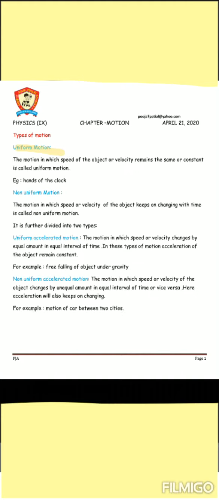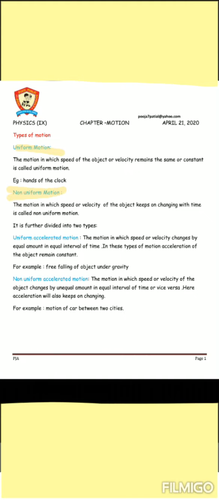Then what is non-uniform motion? Non-uniform means that it is variable. So non-uniform motion means when the speed or velocity of the object keeps on changing with time. That is called non-uniform motion. Now speed can change in two ways. First, speed can change by an equal amount.